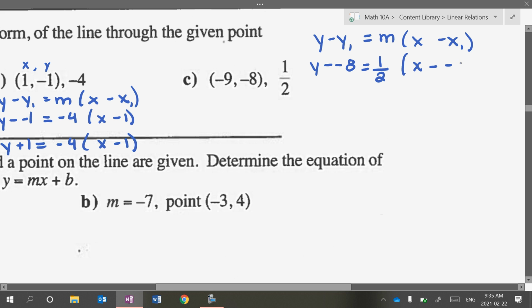And then I get minus -9. When I subtract a negative, that becomes addition. So it becomes y plus 8 equals 1/2 x plus 9.